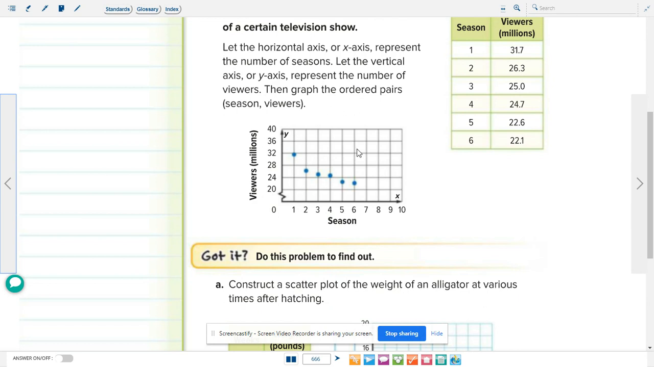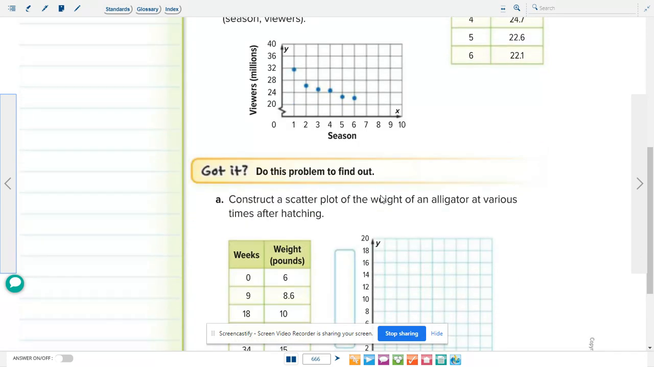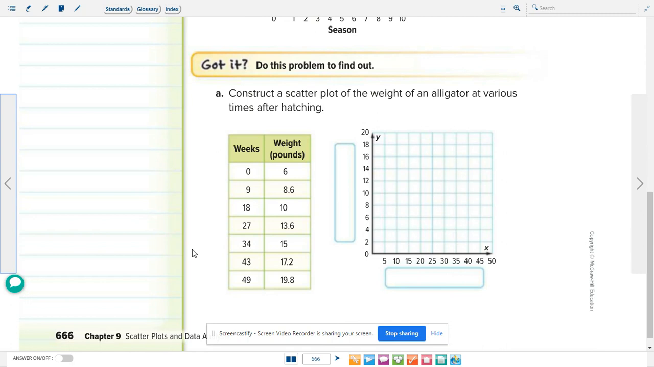Anyway, so you just graph it and you see if there's any sort of relationship. So this is just constructing those scatter plots. So go ahead and construct this. Weeks and pounds, and this is the weight of an alligator at various times after hatching. So do you think the weeks that pass is independent and affects the weight of the alligator? Yeah, I think that should go on the x-axis and the weight would go on the y.